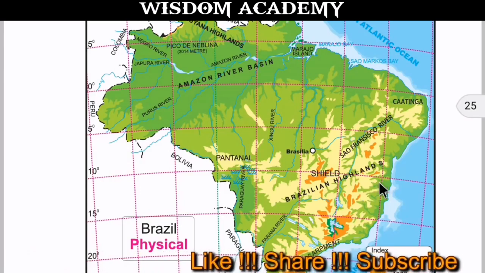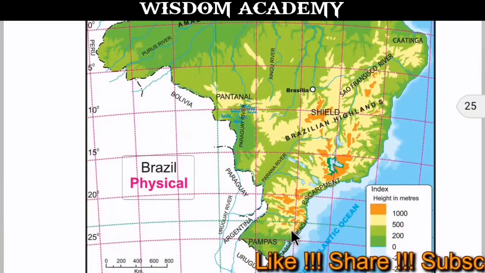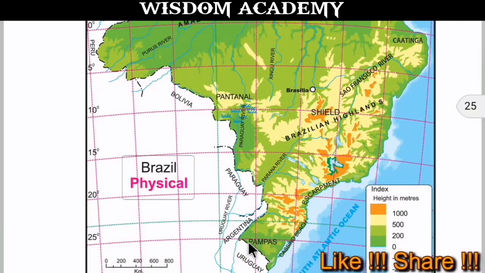Here we are having the Brazilian Highland. Here we are having the Great Escarpment. Here we are having the Pampas or Pantanal. So these are the different physiographic divisions.